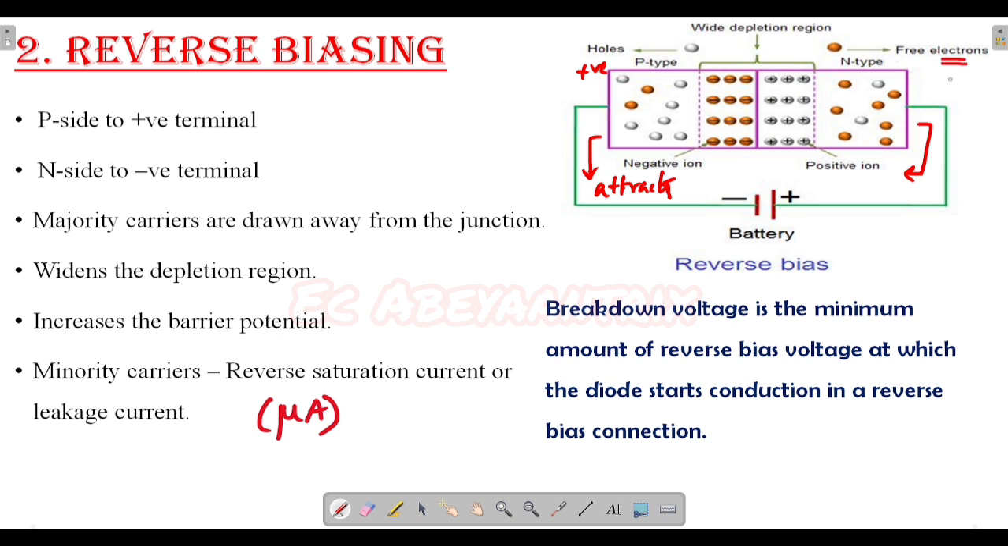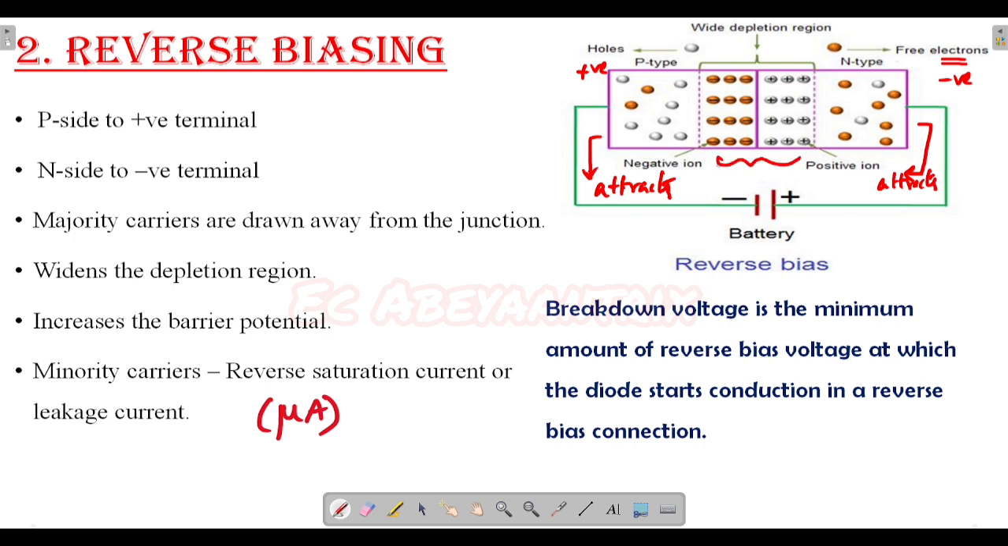N-type, free electrons are the majority charge carriers, there is negative polarity, right? So those negative charges, that is free electrons, get attracted towards the positive terminal of the battery. So obviously here also attraction takes place. So the majority charge carriers are drawn away from the PN junction, right?